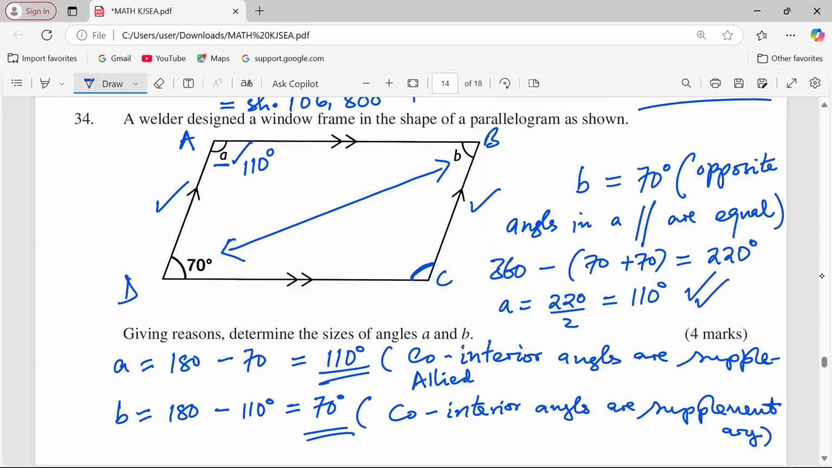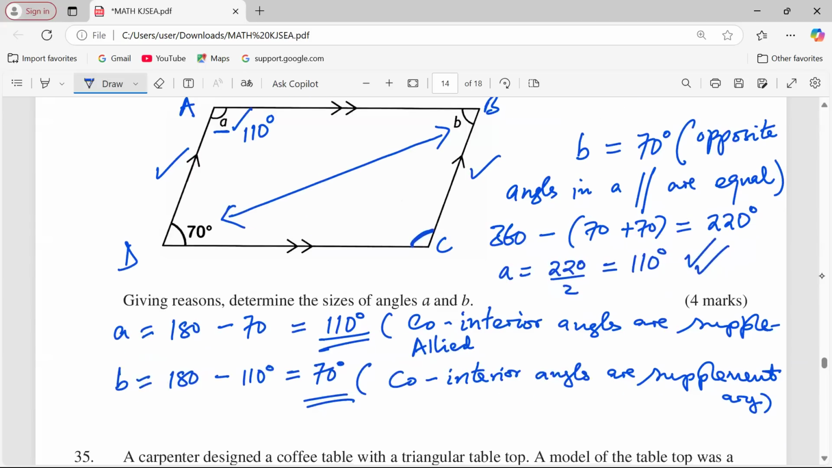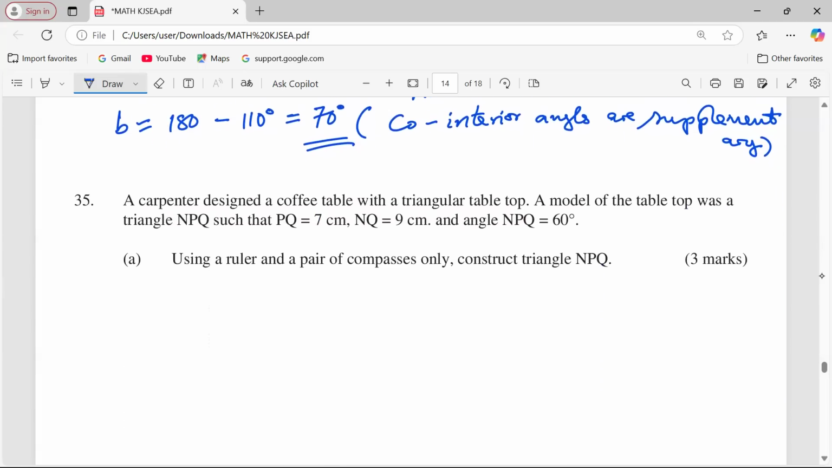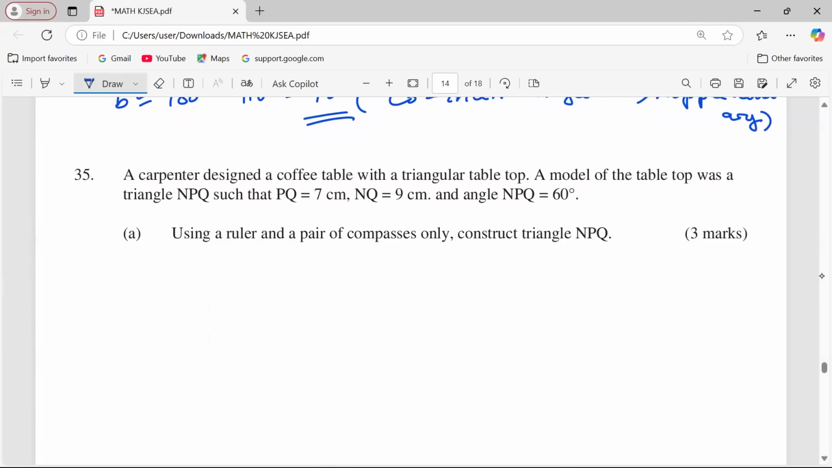110. So there can be several approaches to calculating the angles in that parallelogram. Otherwise, the progress is good.